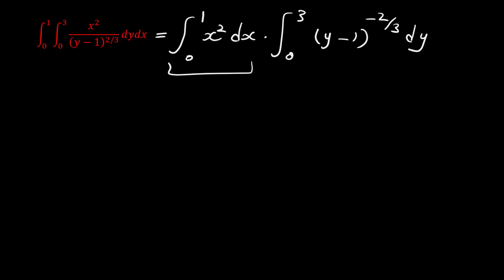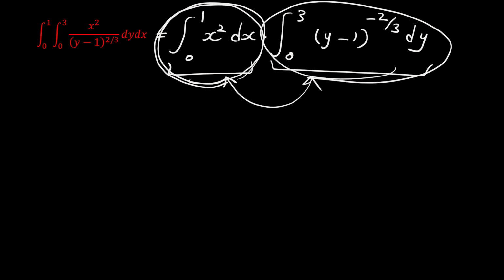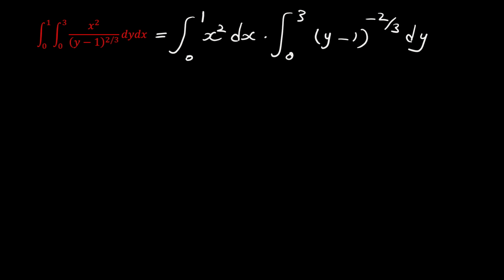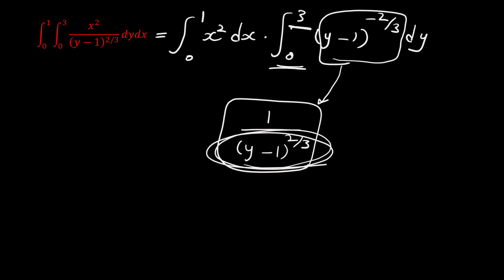Now we have to find the value of each integral, and then multiply them by each other. This integral is a simple integral and it is not an improper integral. But this integral is an improper integral because this expression was originally in the denominator, 1 over (y - 1)^(2/3). From 0 to 3, we have a number that makes the denominator 0, and then this fraction goes to infinity.